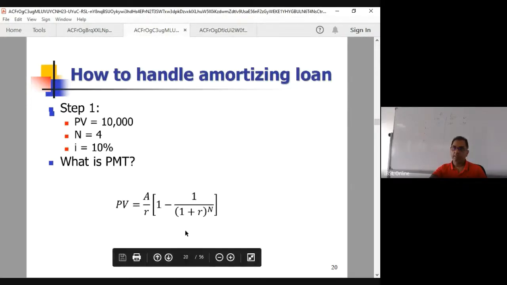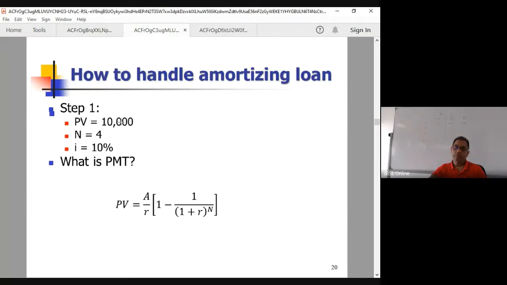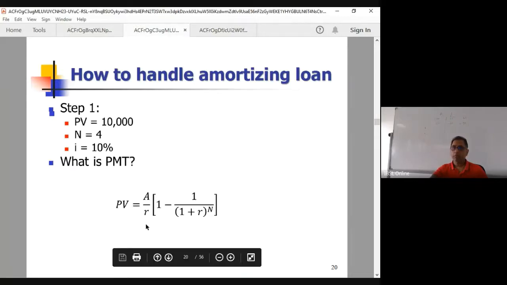So now, in this case, you know there are 4 payments. It's a 10,000. The present value of the money that you're taking is 10,000. In other words, the bank is giving you 10,000 rupees now. And what they're asking you to do is calculate what your monthly payment will be for the next 4 payments that you have to make. So you plug in the data into this factor to find A.